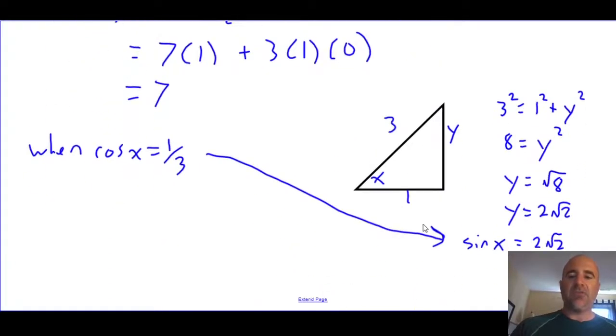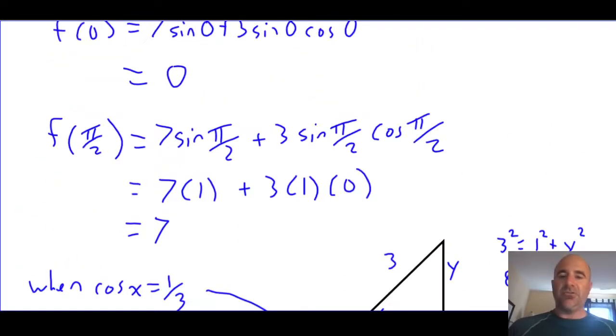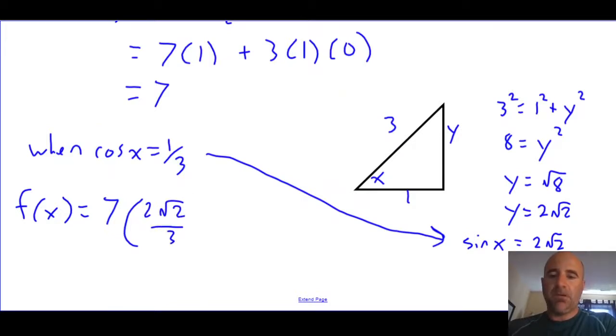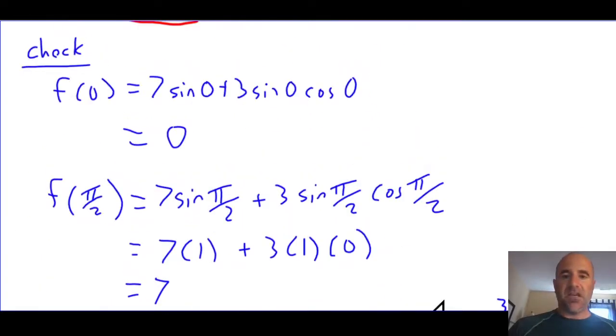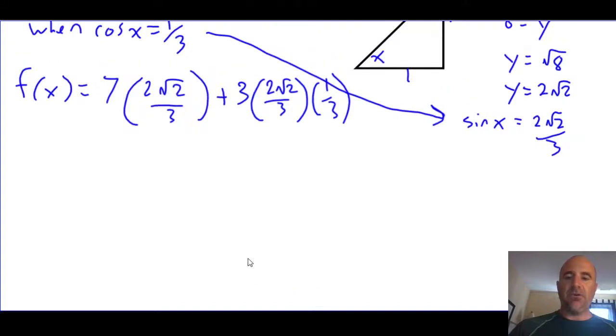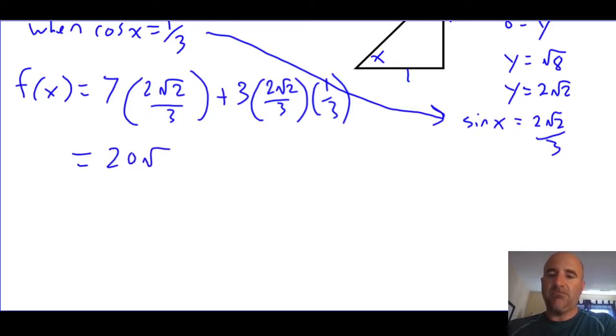And I can look back at my original equation and say f of x is now equal to 7 times sine x, which is 2 root 2 over 3, plus 3 times sine x cos x. Again, sine x is 2 root 2 over 3, and cos x is 1/3. So even without knowing that x value, I can still figure this out. I'm going to get 14 root 2 over 3 and 6. That's 20 root 2 over 3.